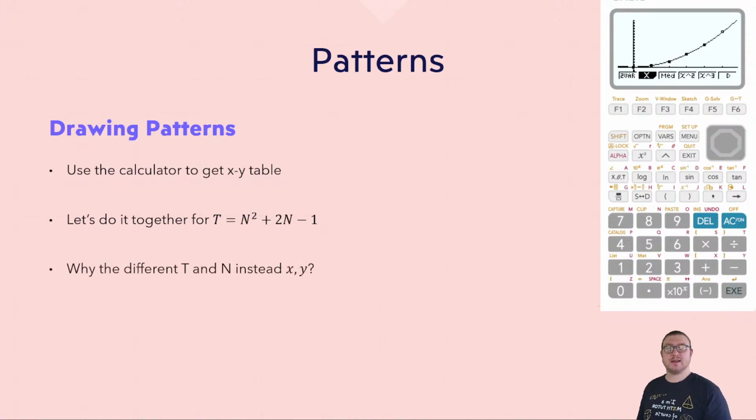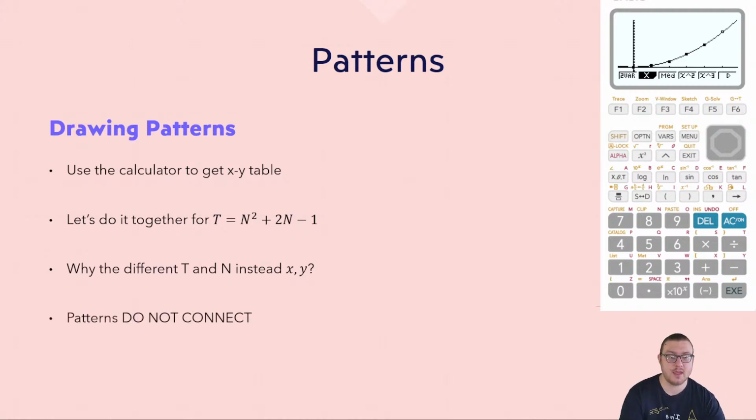But first, why do I now use T and N? Well, the reason for this is that I want to show you that in an exam, it doesn't matter what the letter is that they use. May it be T for the term and N for the number of the term, or if it's X or Y, it doesn't matter. So don't get confused if you have a different letter there. Feel free to rewrite this as y is equal to x squared plus 2x minus 1 and do what you usually do.